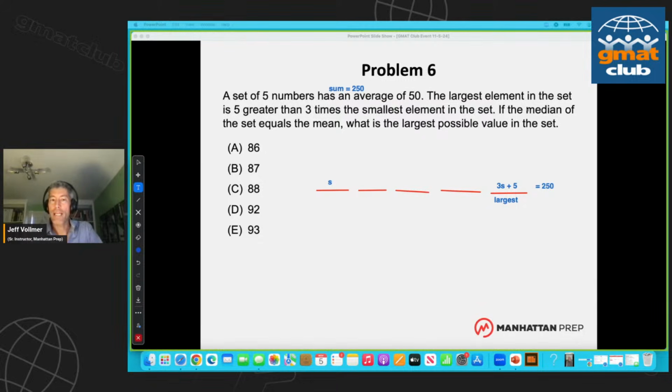And then it says the median, this term in the middle, equals the mean. And they've already told me what the average was, 50. So now I know that this is also 50. Okay, so I'm filling out more and more information. There's still a couple of unknowns here, right? Still a couple of unknowns.